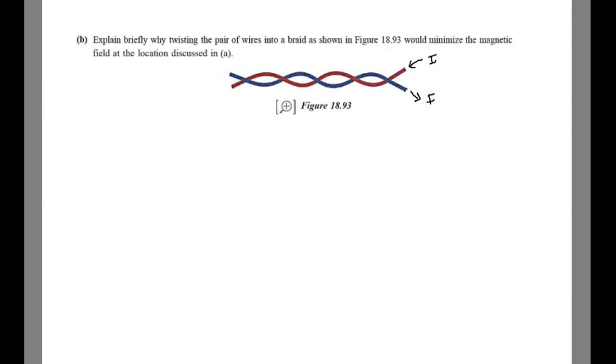So moving on to part B, we know that the red wire and the blue wire have currents that are in opposite directions. That means that their B fields are in opposite directions. For instance, using right-hand rule, we know that for the red wire, the B field is going to be out of the page, and that for the blue wire, the B field is going to be into the page.